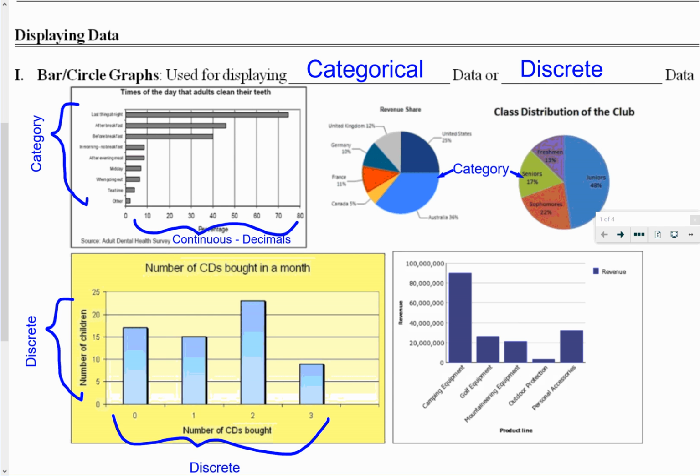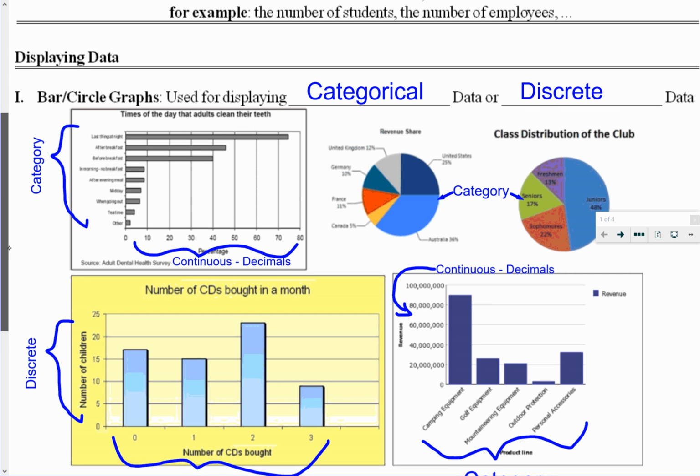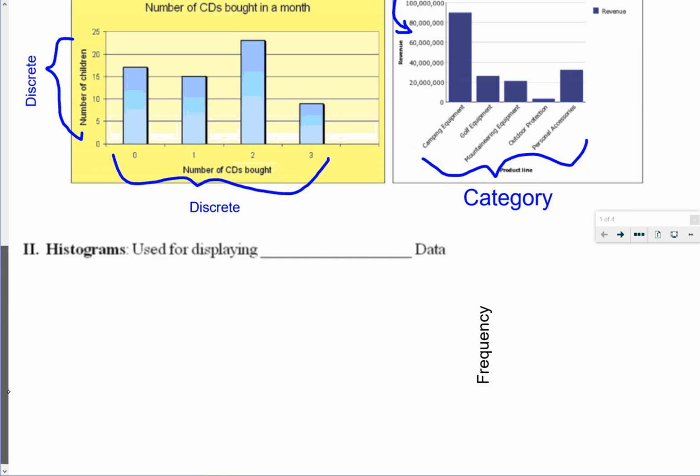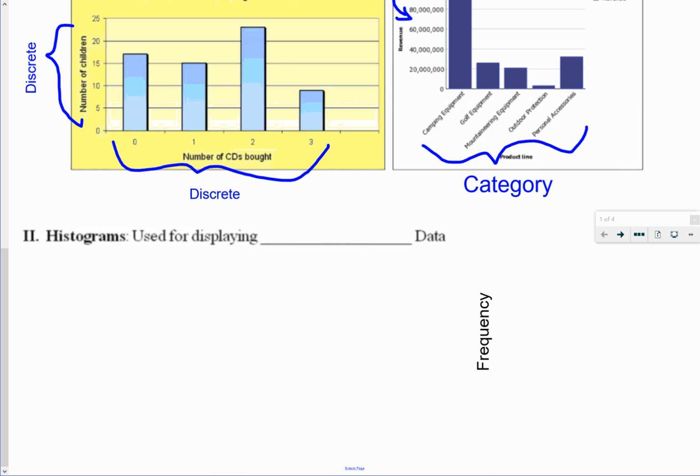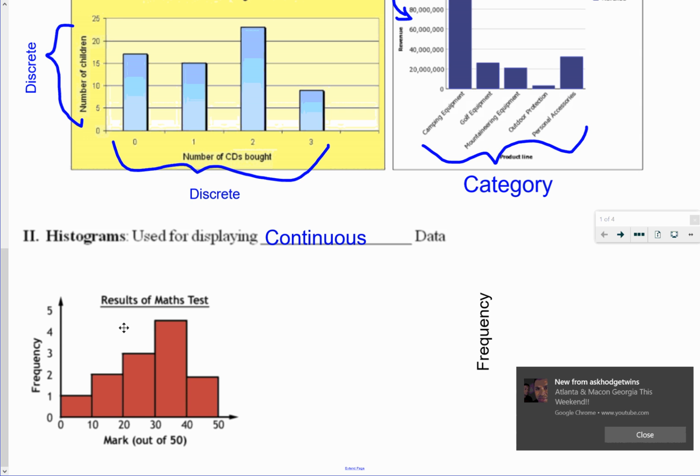Now for this problem here on our right side, the bottom here represents categories, and the side here is all continuous data, because we can have half of a dollar, things like that. Now, when we talk about histograms, they are basically used to display continuous data. Now, if we've got continuous data, let's take a look.